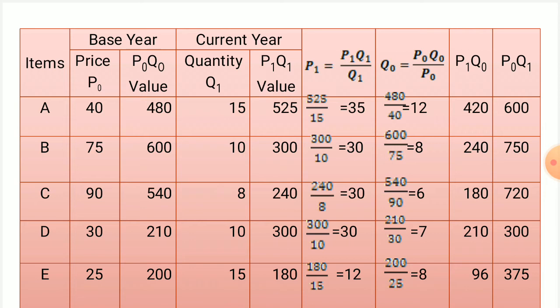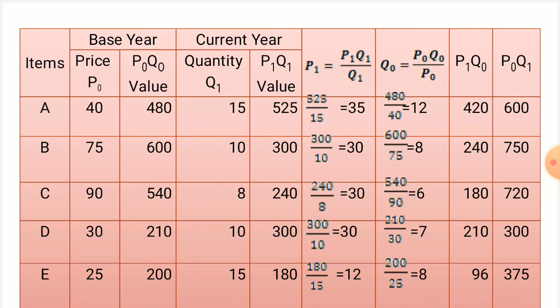So when value is given, if we divide it by price we get quantity. When base year price is given, dividing the base year value by the base year price gives us the base year quantity. So when you divide base year value by base year price, then you will get base year quantity, and when you divide current year value by current year quantity, then you will get the current year price.